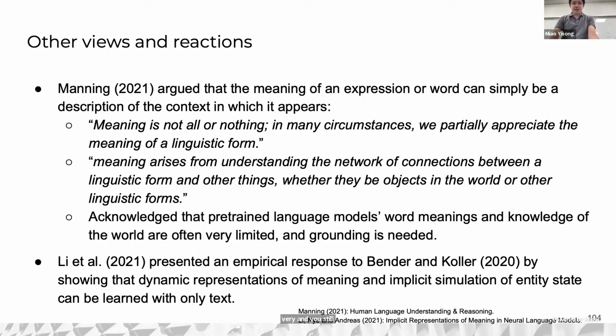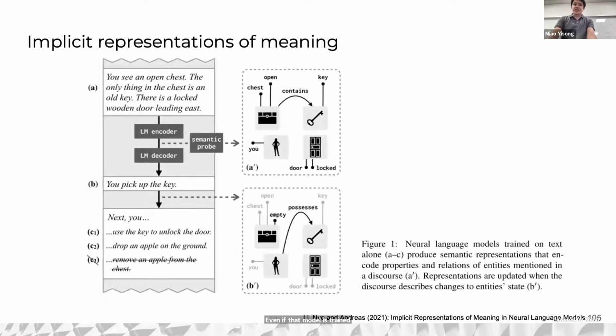And then there's another paper by Li et al. that presented some empirical response to the Bender and Koller paper. They show that language models can learn dynamic representations of meaning and implicit simulation of entity state, even if that model is trained only using text. So their idea is this.